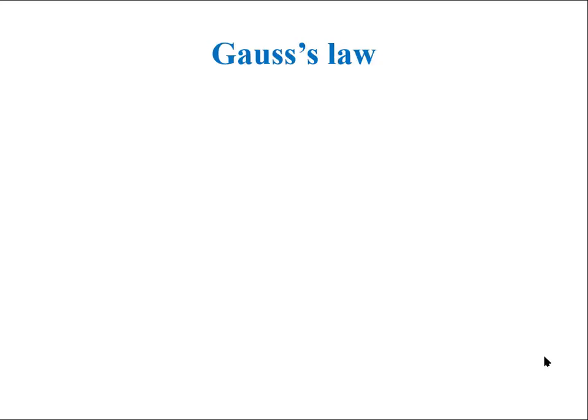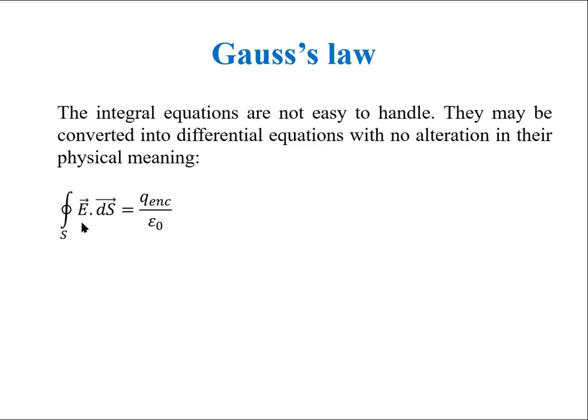Now let us come to the agenda, the laws. The first one is the Gauss law. As you have already studied it, the Gauss law in electrostatics says that total outward flux of electric field from a closed surface is equal to the total charge enclosed within that surface divided by epsilon naught. Total outward electric flux is given by closed surface integral of electric field, but the integral equations are not easy to handle. They may be converted into differential equations with no alteration in their physical meaning.